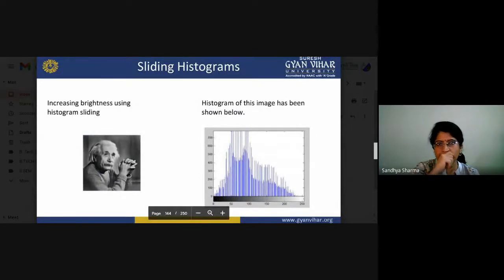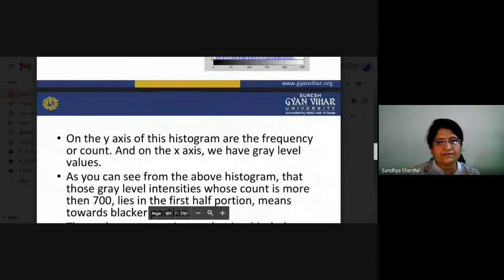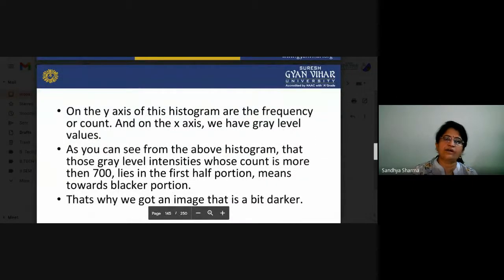Now, sliding the histogram: increasing brightness using histogram sliding. The histogram of this image has been shown below. On the y-axis of this histogram are the frequency or count, and on the x-axis we have gray level values. As we can see from the histogram, those gray level intensities whose count is more than 700 lie in the first half portion, towards the black part, and that's why we got an image that is a bit darker.